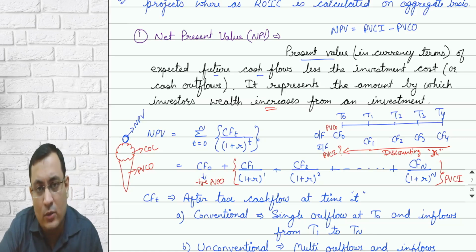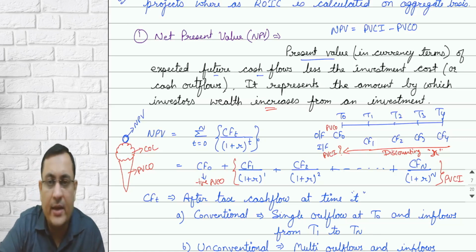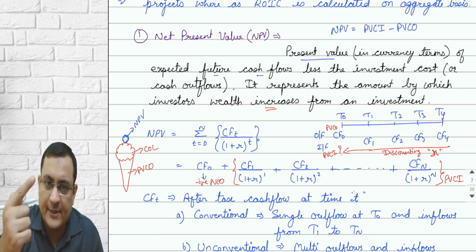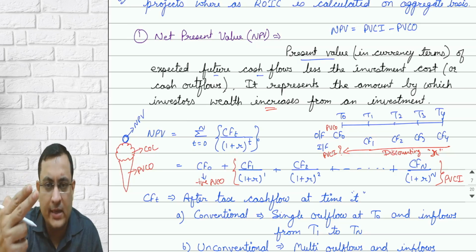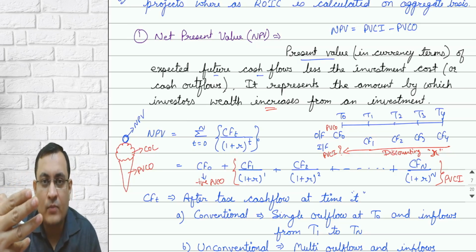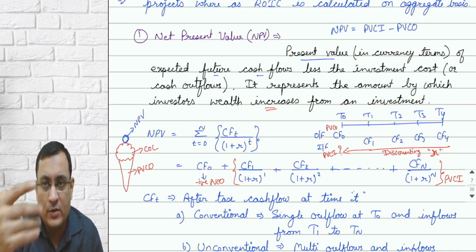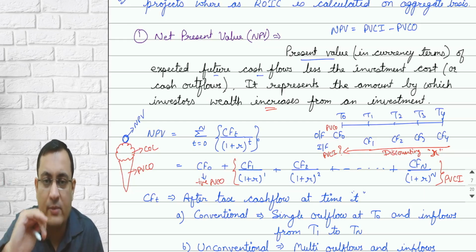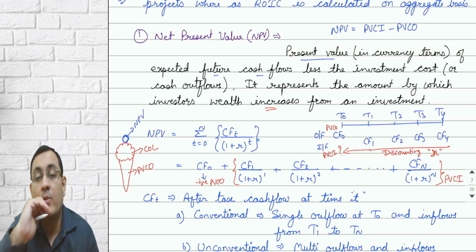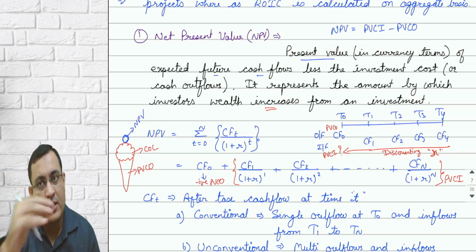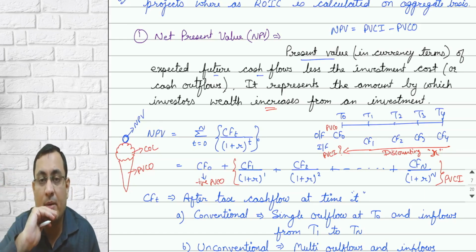What is the decision rule? If you are getting a positive NPV, you should be accepting the project, because the investor is getting his PVCO back, he is getting his required rate of return, and he is getting more than what he is expecting. Even if the NPV is 0, should you still invest in the project? Yes, because at least what the investor is expecting, you are generating from the project. So that also is acceptable.